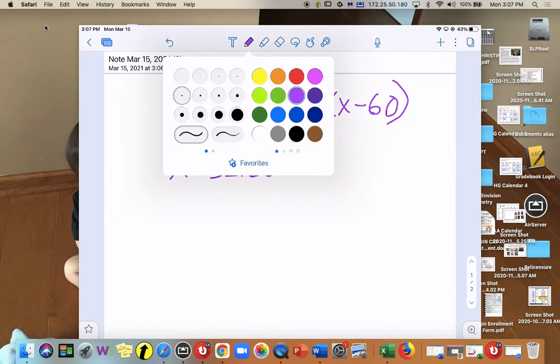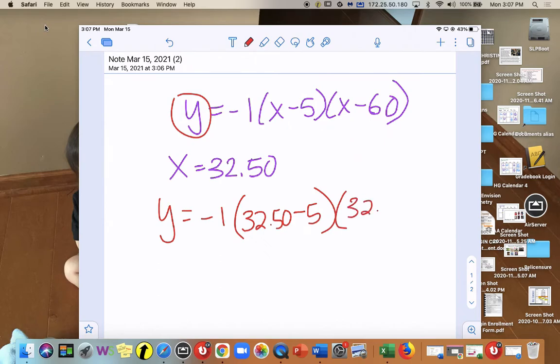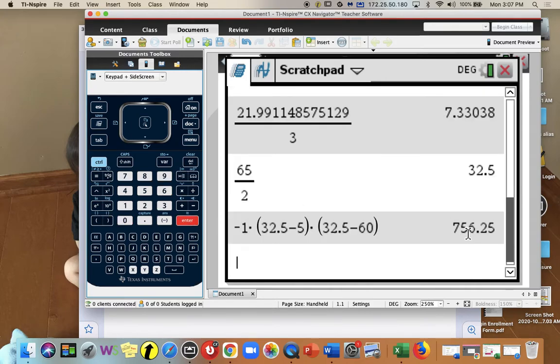So let's figure out how much profit we are going to make. So y is the profit. So -1 times (32.50 minus 5) times (32.50 minus 60). I'm not doing that in my head, I will type it in. So -1, 32.50 minus 5 in the first parentheses, and 32.50 minus 60 in my other parentheses. All right, so I said it's a little bit over $750, and we can see it's $6.25 over $750.